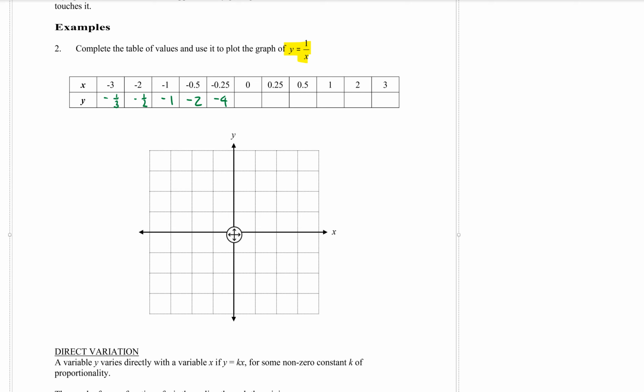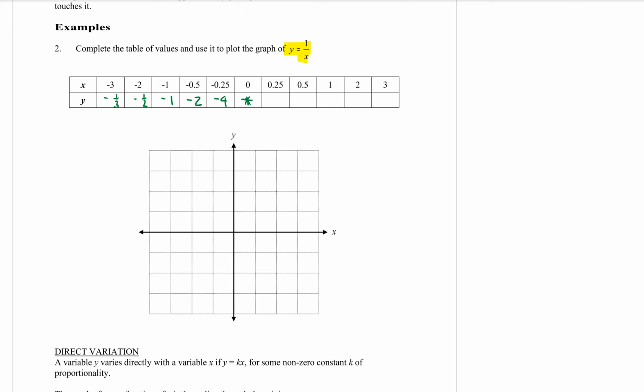The 0 is an important point. If I try to sub in 0, I have 1 divided by 0, which is impossible, and that is where one of our asymptotes is. So yeah, we put a star or a dash or something in there to indicate there's no value for that one. Then on the other side, these are somewhat symmetrical.